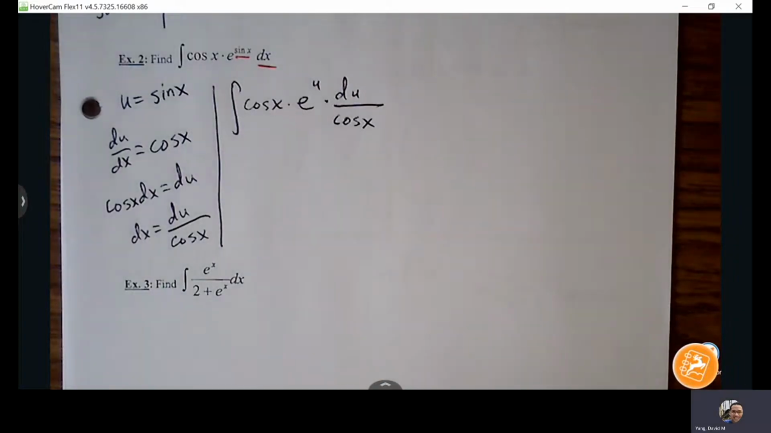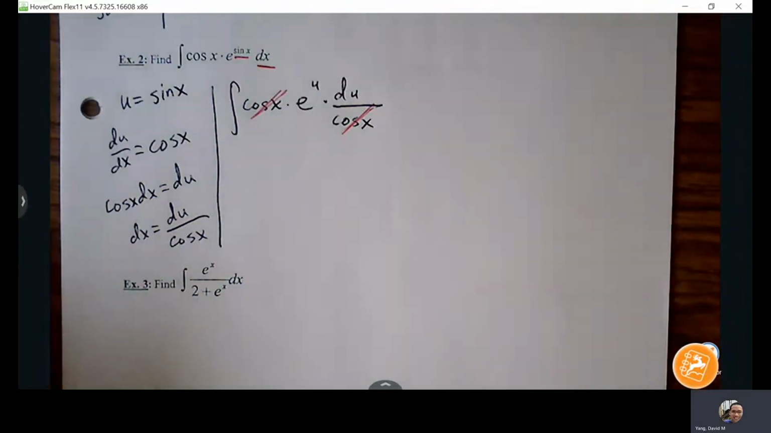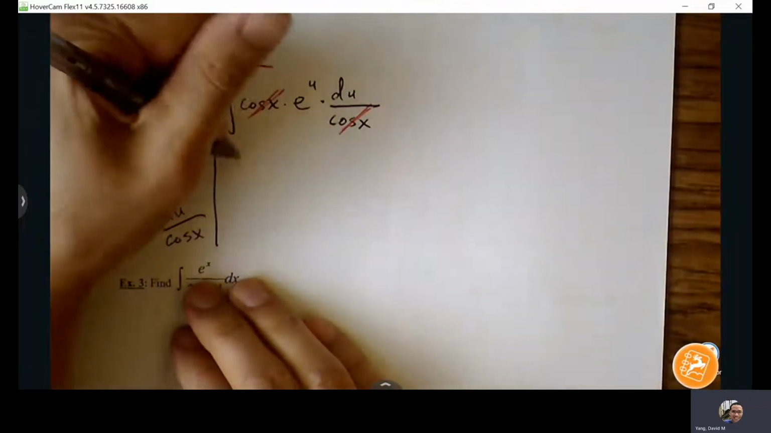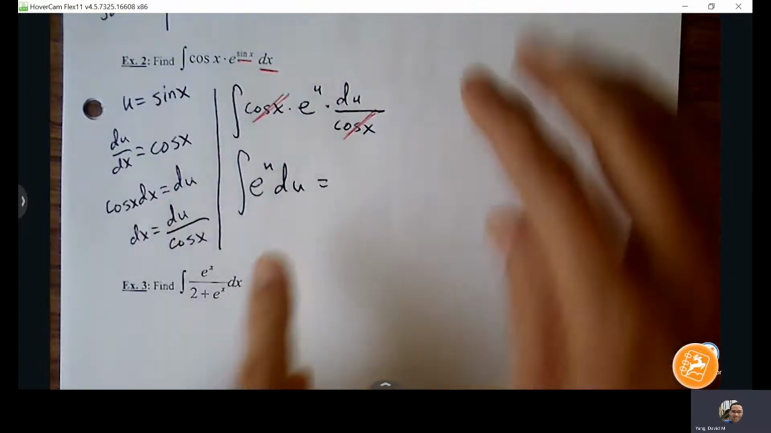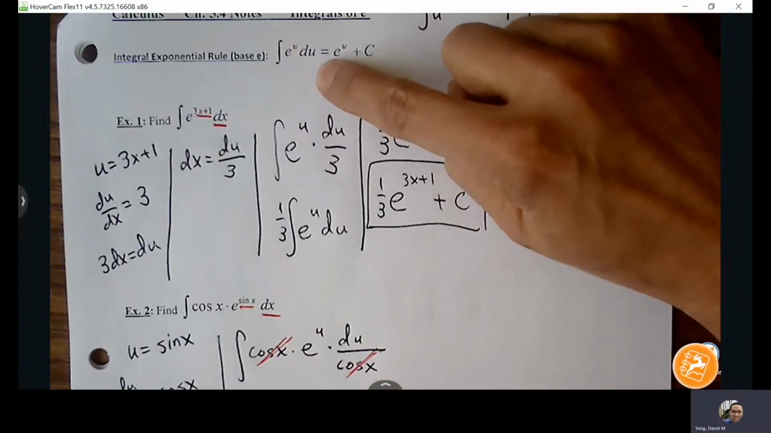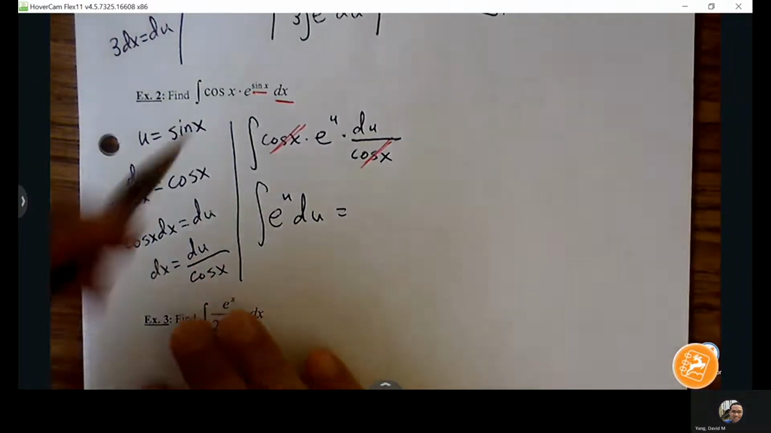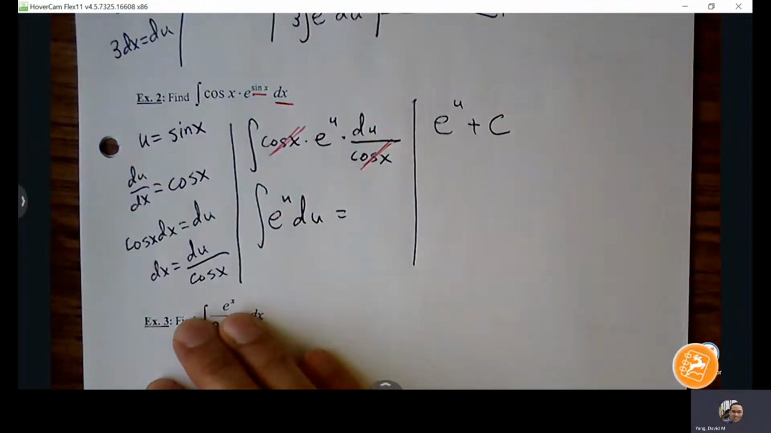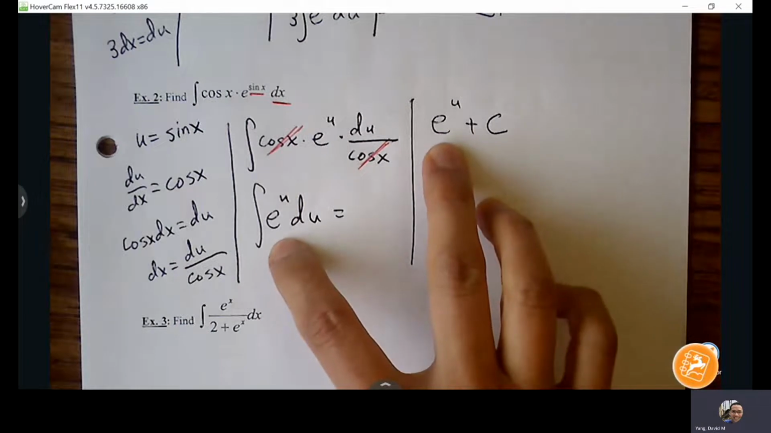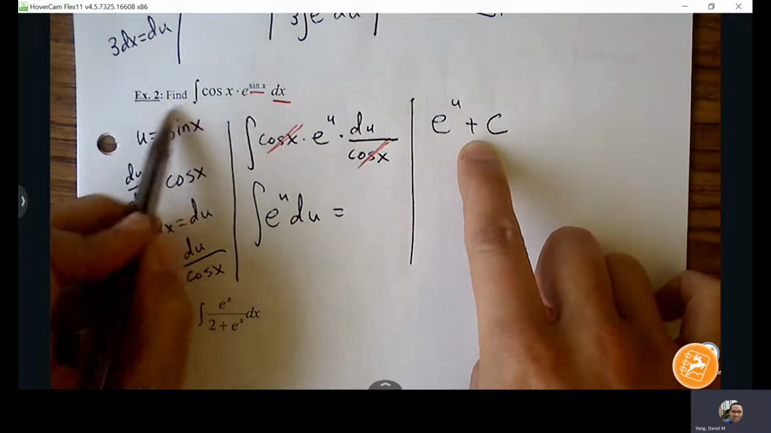Okay, what do you see? Cosine goes away. The x's go away. That's the first thing. Coefficients, nothing to keep track of. And then we have to make sure that our remaining problem looks exactly like the rule that we want to use. It does. So we can move forward. Okay. e to the u is just e to the u plus c. And finally, we have our answer, but bring back our original variable.